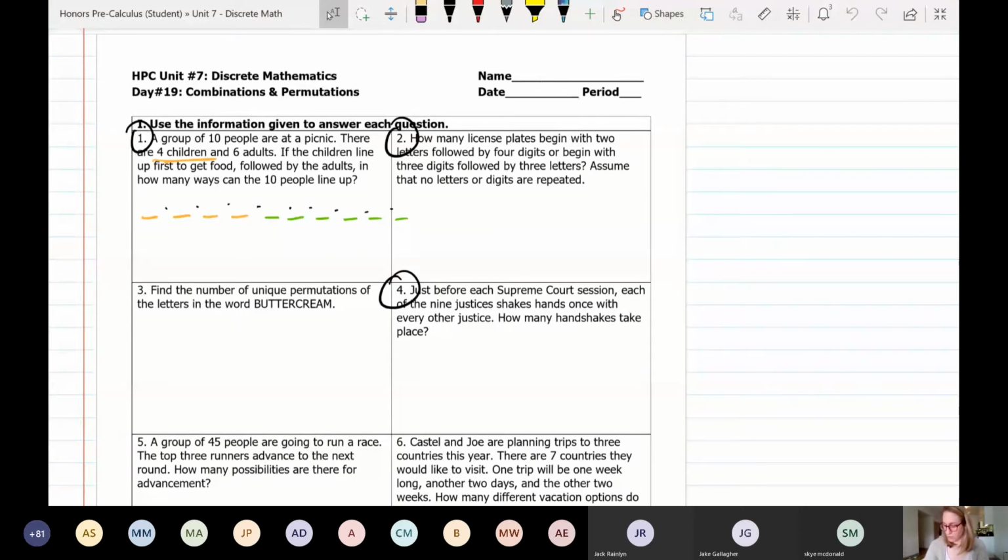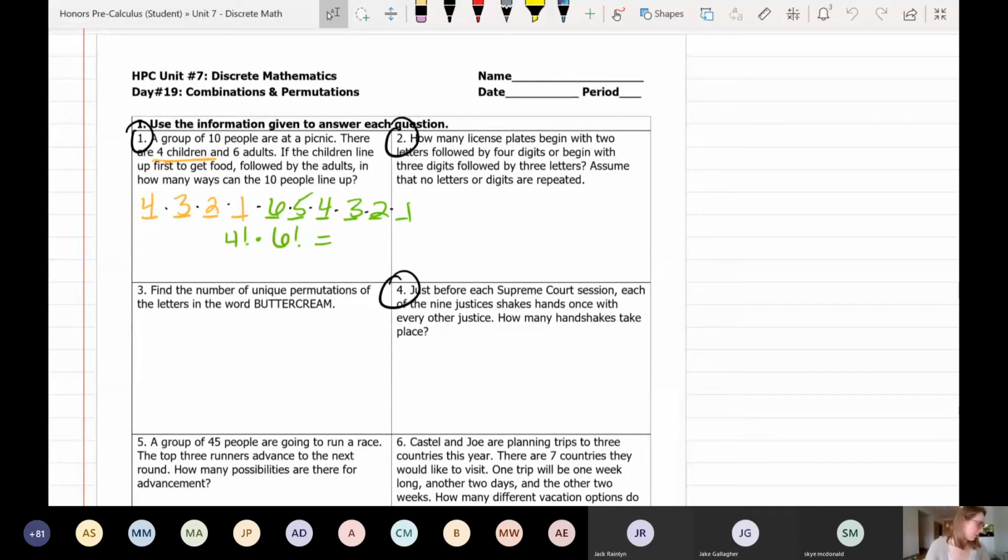So for children, there are 4 children, so there are 4 options for the first kid to line up. Once one person lines up, there are only 3 options left, then 2 options left, and then the last kid. So we have 4 factorial there. Then we have adults. We have 6 adults for the first spot. Since one of them is already lined up, we have 5 options left for the second spot, and then 4, 3, 2, and then the last adult. So basically this is 4 factorial times 6 factorial.